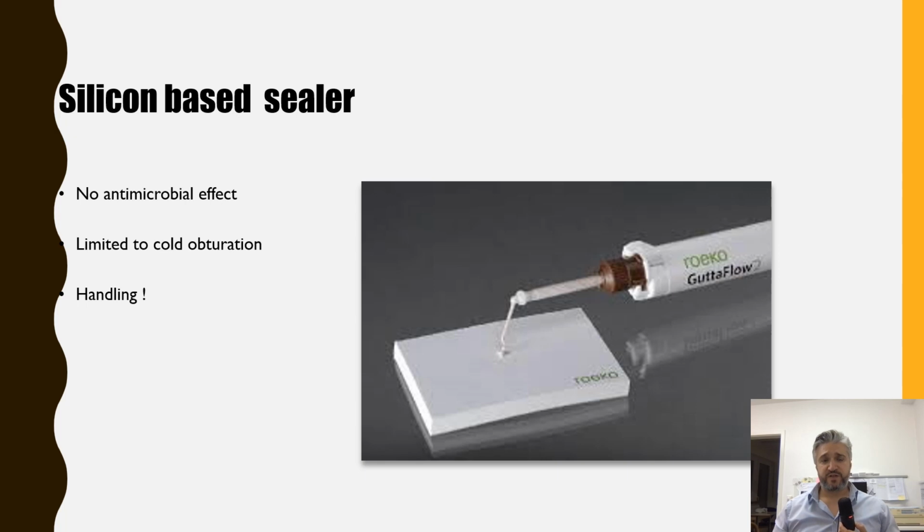The idea of the silicone-based sealer is not bad, because this sealer has the property that during the setting time the material expands. Through this expansion, the space between the gutta percha core and the wall of the root canal system will be well sealed. Still, it is sometimes very difficult to handle, and it is limited only to cold obturation, the single cone obturation technique. And unfortunately, many studies have shown no antimicrobial properties of this sealer. So this is another disadvantage of this material.